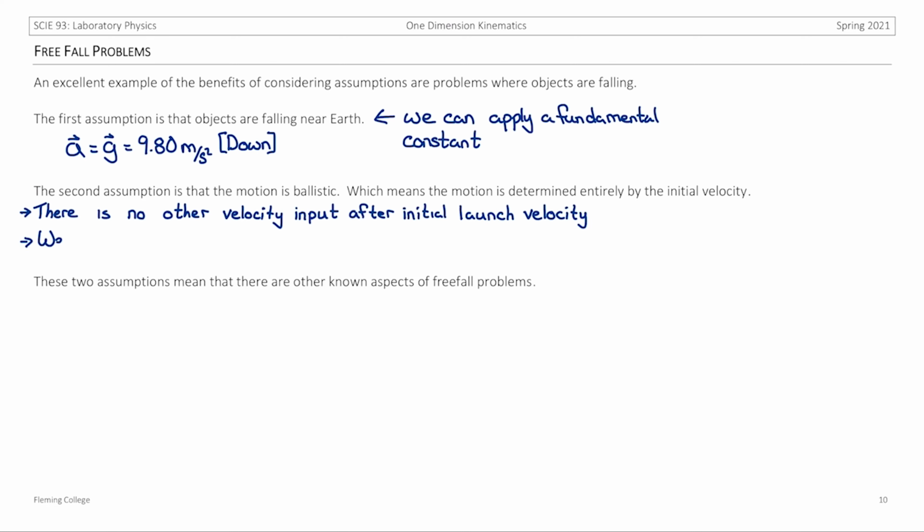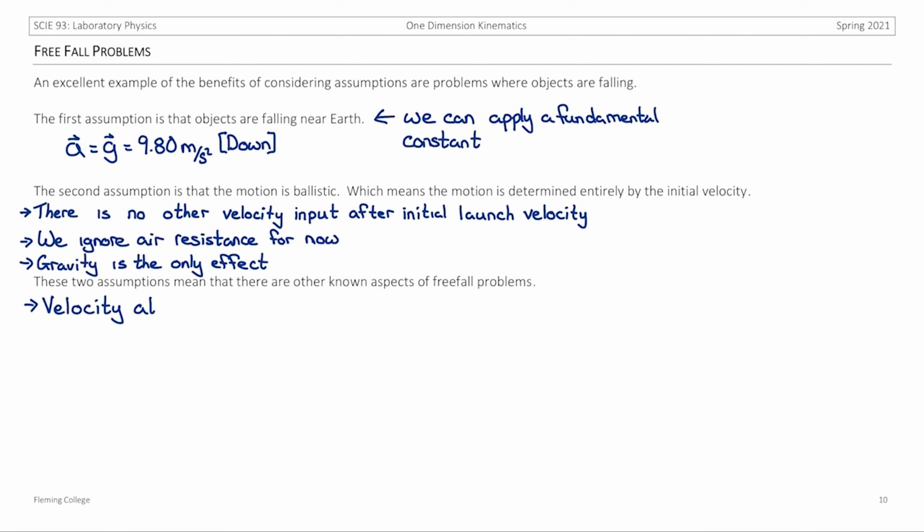We also simplify free fall problems by ignoring air resistance for now. This means that once an object is in flight, gravity is the only effect on it until impact. These two assumptions combined mean that there are other known aspects of free fall problems. If an object has an initial vertical velocity, then when that object reaches max height, it will have a velocity of 0. How do we know this?